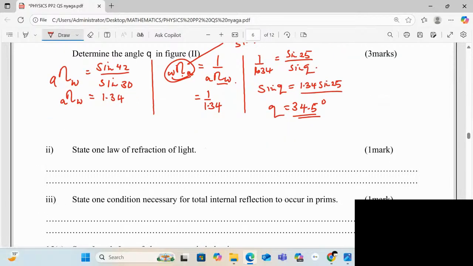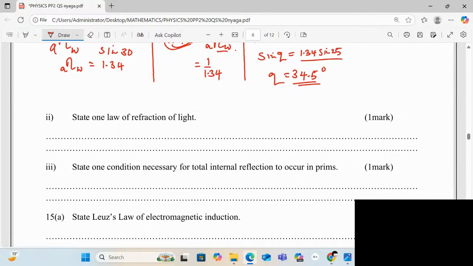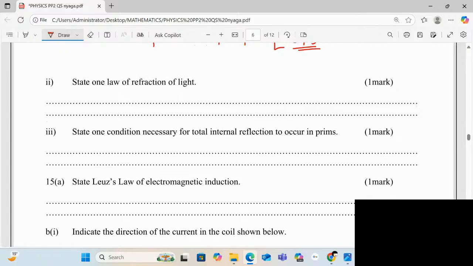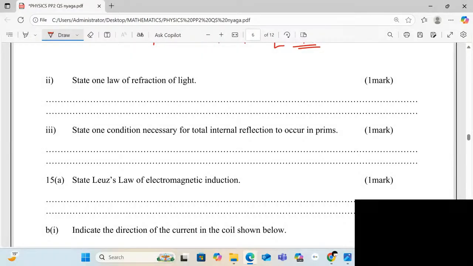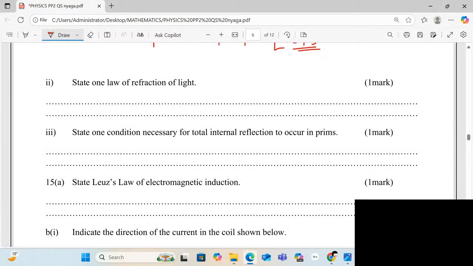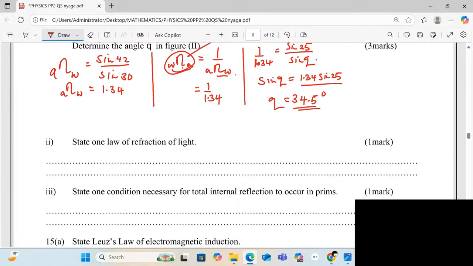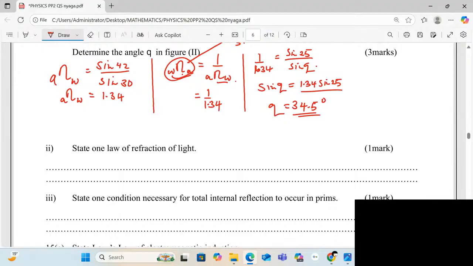State one law of refraction of light. And we finish this part at that end. So that's question 15, and the rest we continue probably tomorrow. So, state one law of refraction of light. We have basically two, and remember this is refraction.